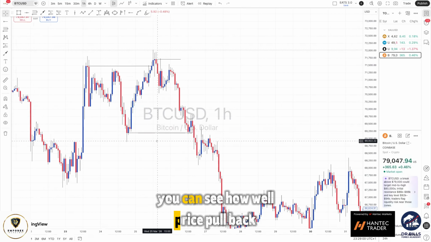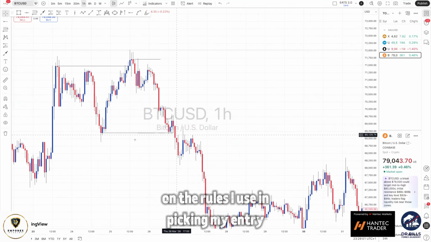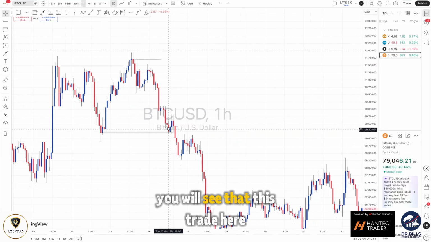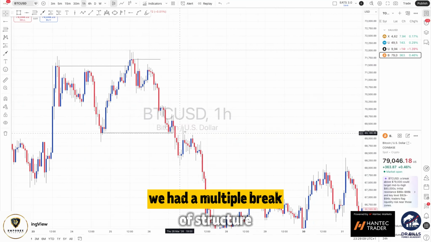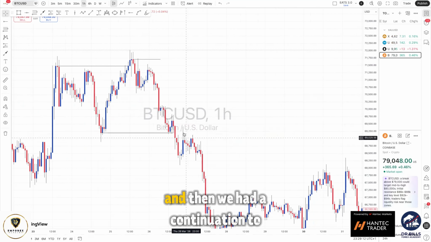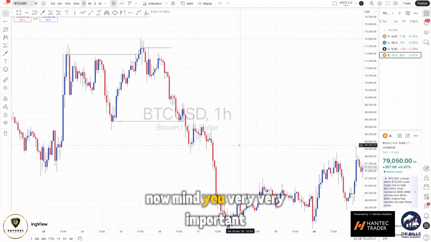You can see how well price pulled back. If you watch the previous video on the rules I used in picking my entry, you will see that in this trade here, we had a multiple break of structure. Okay, we had a multiple break of structure, and then we had a continuation to the downside.